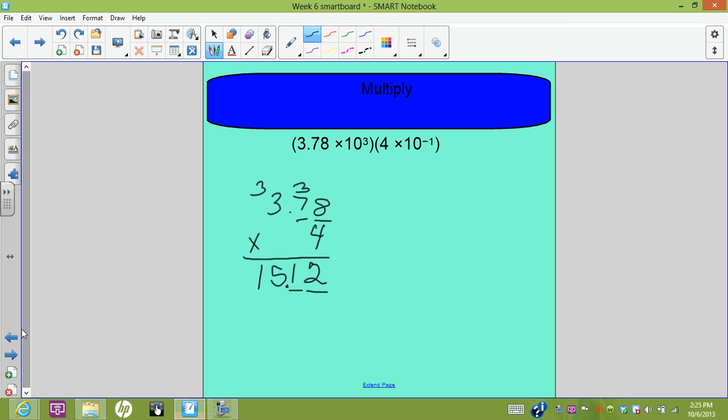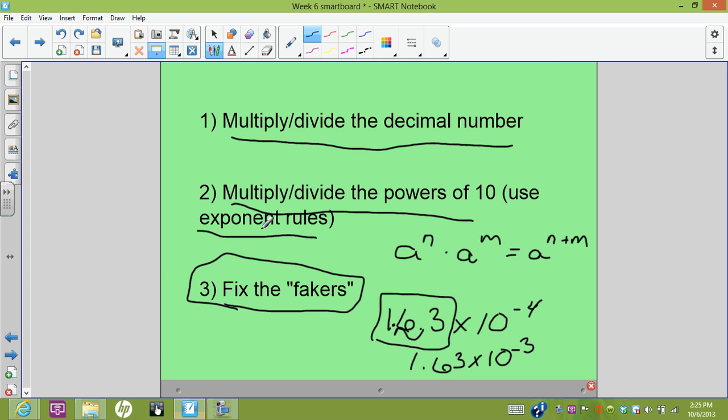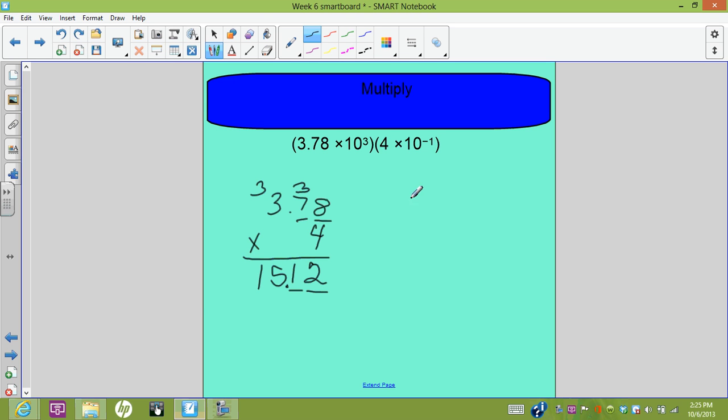Then the second step of multiplying scientific notation is we're going to multiply or divide the powers of 10. This is where we have to use our exponent rules. So we have 10 to the third times 10 to the negative first. We have the same base here, so that base is going to stay 10. And then we add our exponents. 3 plus negative 1. You've got to know your integer rules. You have to know that that equals 2. You have to, guys. If you don't, see me and I can get you more integer practice. So my answer, what I have, is 15.12 times 10 to the second power.